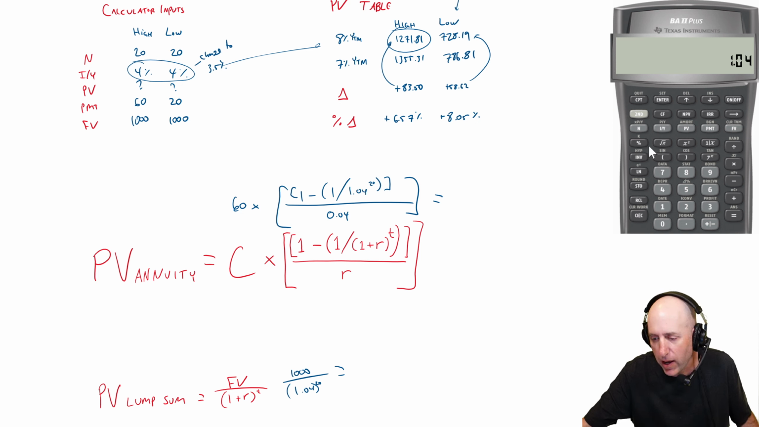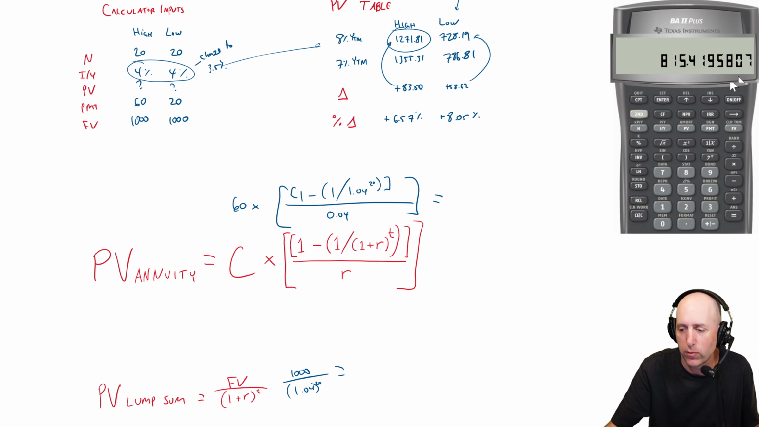1.04 to the power of 20 is 2.19. I go 1 over x, 0.45. 1 minus that, so minus 1, I hit the plus minus button, so 0.54 divided by 0.04. I'm at 13.59. I multiply by 60. 815.42.